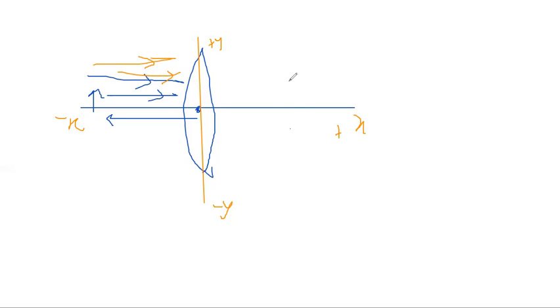If the object by any chance is here and the rays are traveling from here, and you are measuring distances here, then you are measuring distances against the direction of incident rays. So again this time it will be negative u. Understood? Because the incident rays are coming from right to left and you are measuring the distances from right to left, so it will be negative.